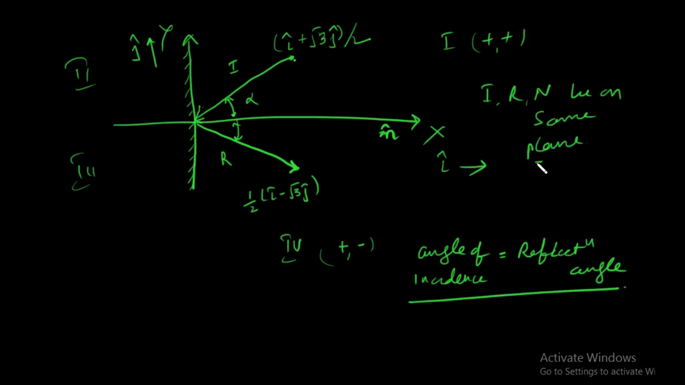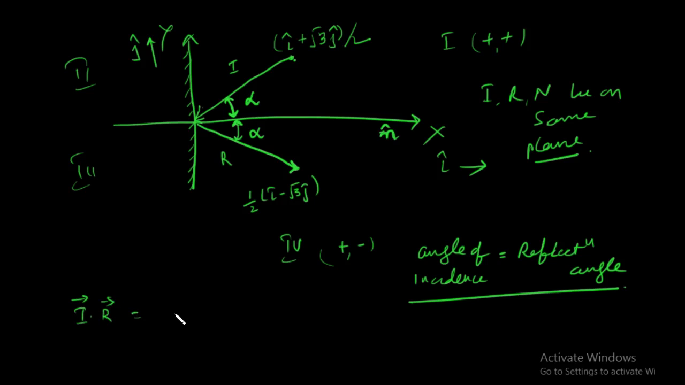So we are to find out the angle of incidence. The angle of incidence here would be the angle between the incident ray and the normal. So this is the angle of incidence, alpha. And since the angle of incidence is equal to the angle of reflection, this would also be alpha. Now we take cognizance of the fact that these two are vectors, so we compute the dot product of these vectors.